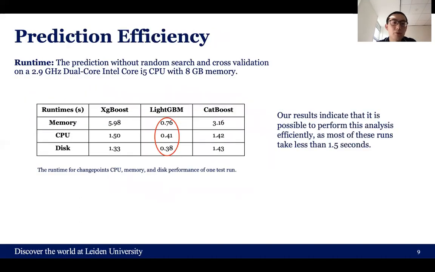Okay, here is the prediction efficiency. The table is about the runtime of change points, CPU, memory, and disk performance of one test run. And as we can see here, the runtimes of LightGBM are less than 1 second, and most of these runs take less than 1.5 seconds. It indicates that it's possible to perform these analyses efficiently.